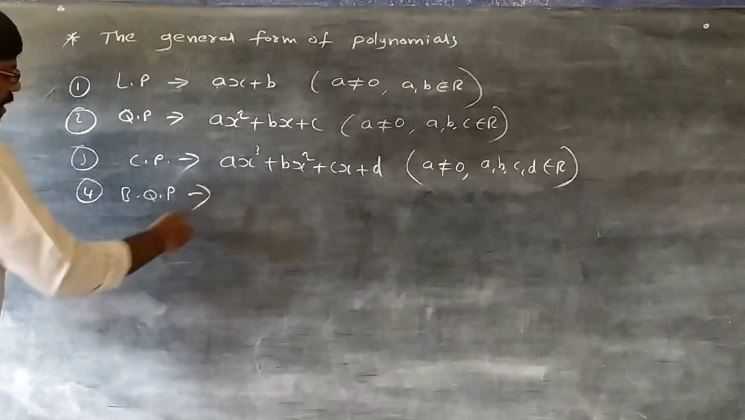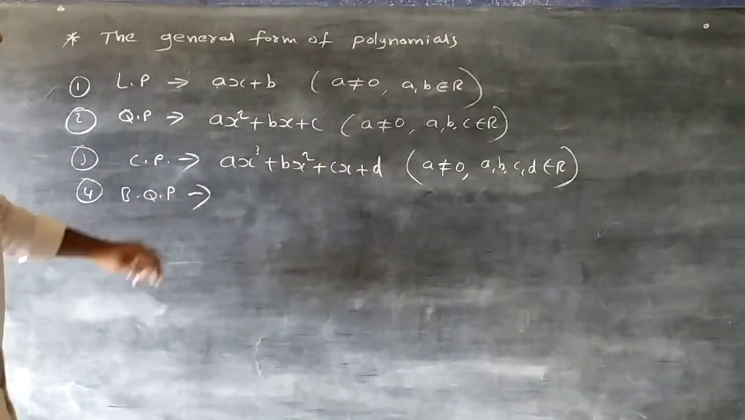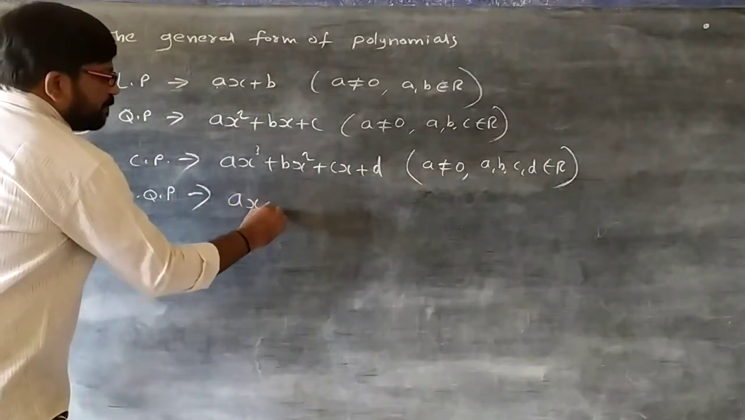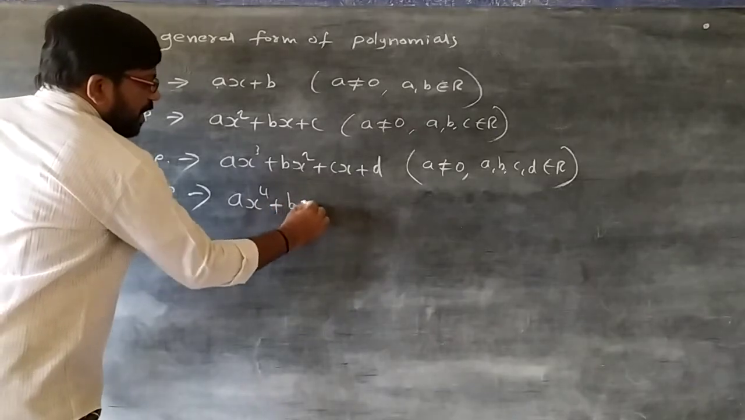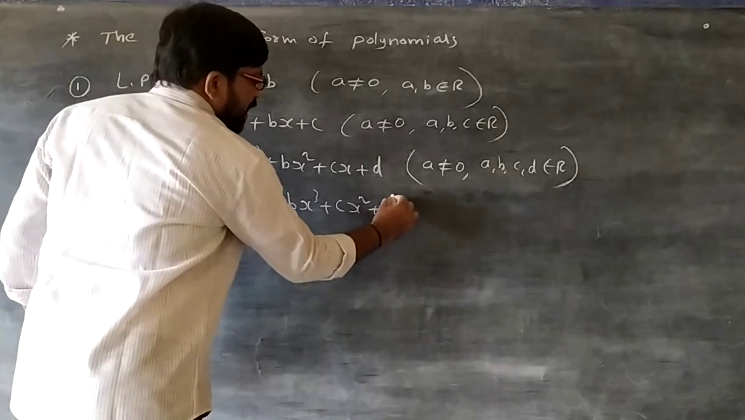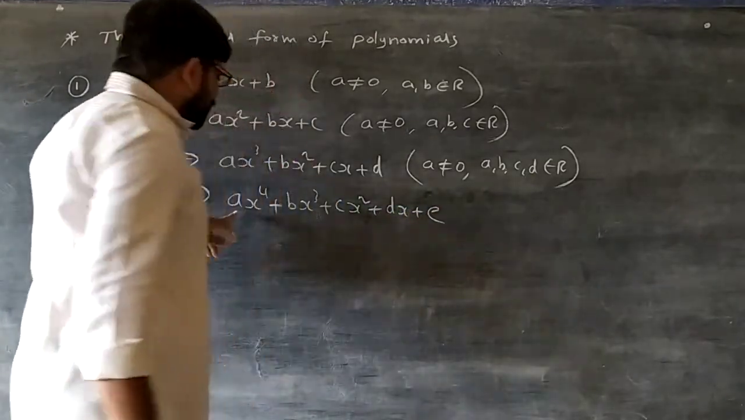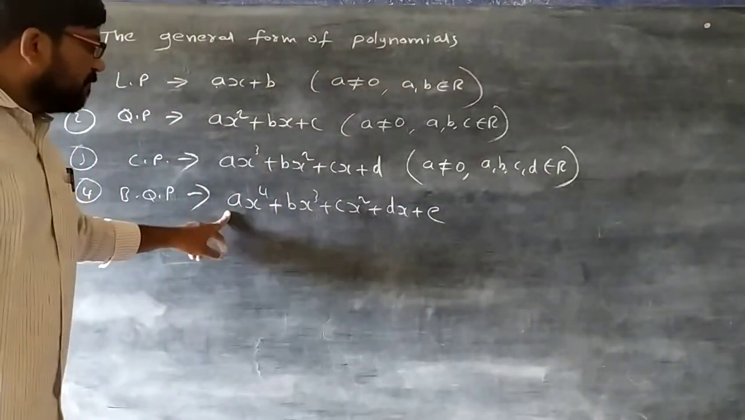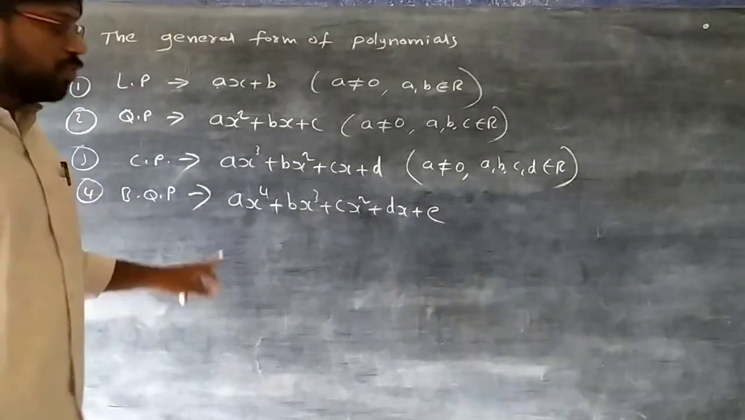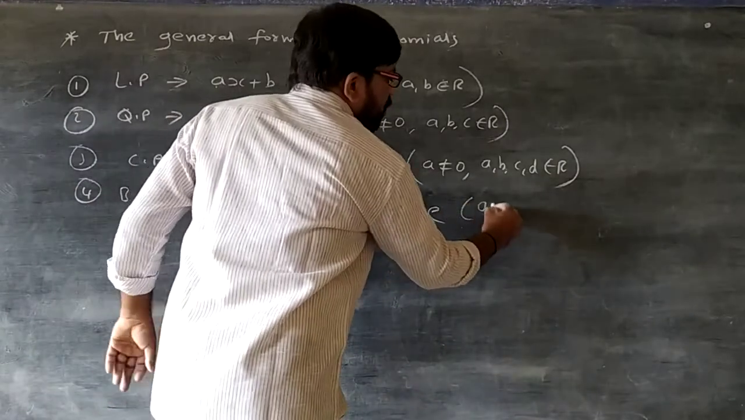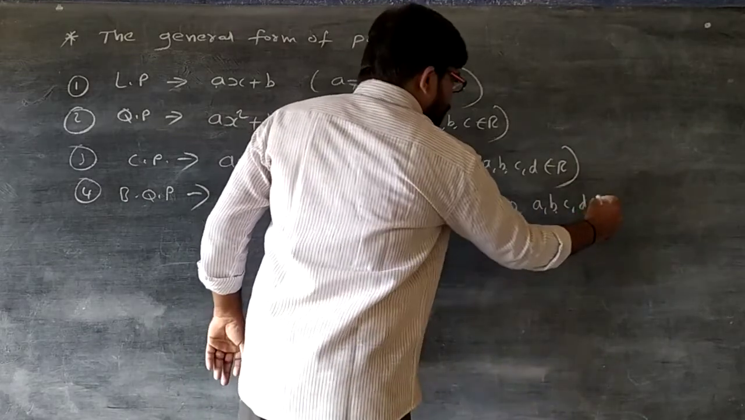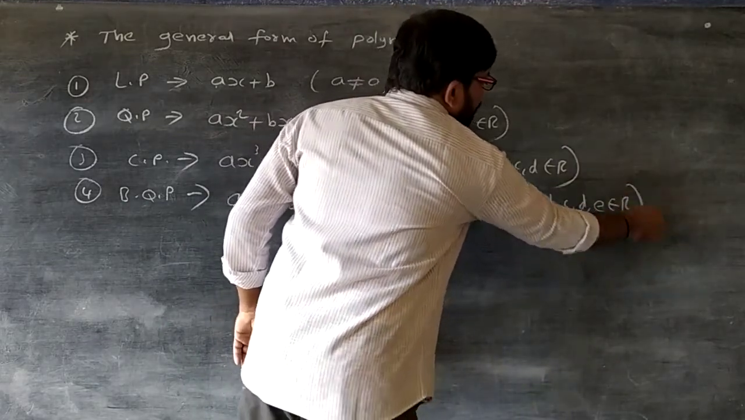Biquadratic polynomial, BQP. Its degree is 4. It is ax⁴ + bx³ + cx² + dx + e. Here also a does not equal 0. If a equals 0, we get a cubic polynomial. That's why we don't take a equal to 0. So here a does not equal 0, and a, b, c, d, e belong to real numbers.